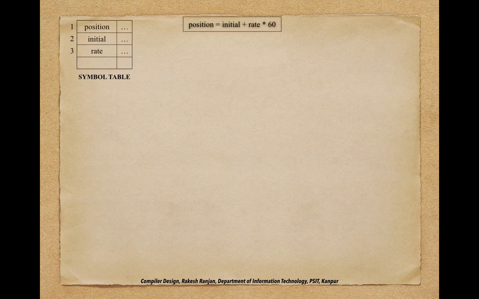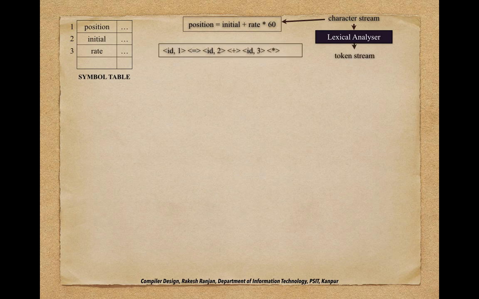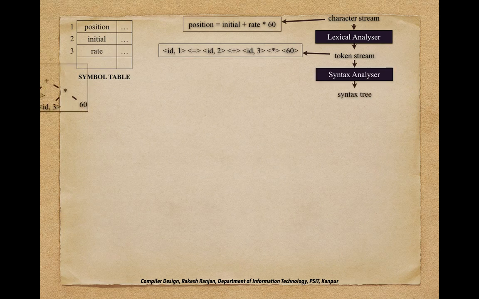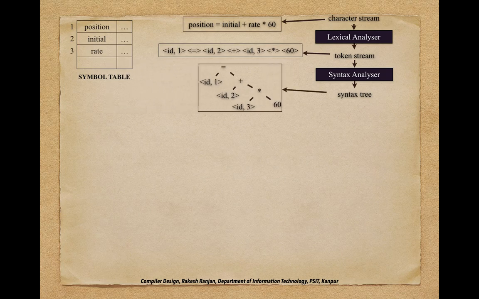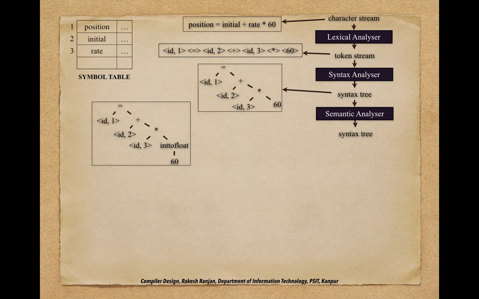So here we have position equals initial plus rate times 60 as the character stream. Next we have the lexical analyzer, which produces the token stream, written like this. We have already discussed it. This is the syntax analyzer. It creates the syntax tree. You can see this is very easy to understand. Next is the semantic analyzer, which will check the tree. Here 60 is converted from integer to float.